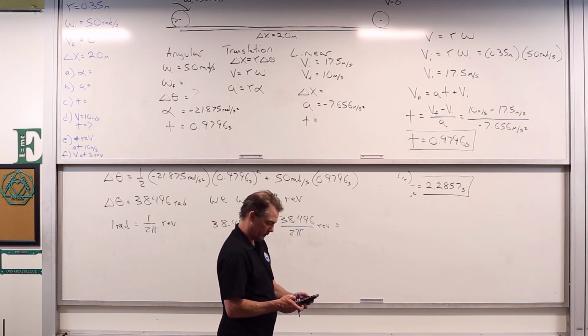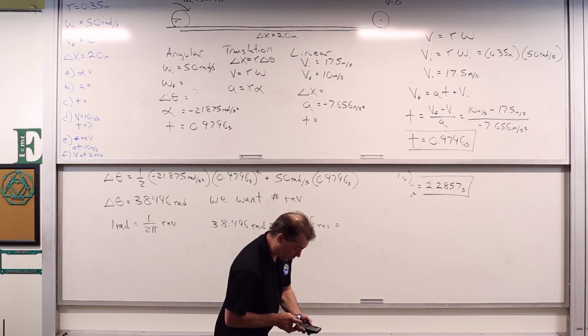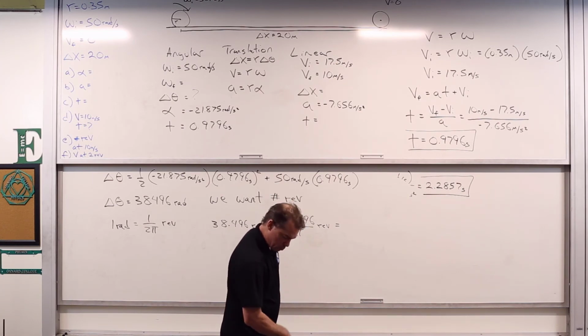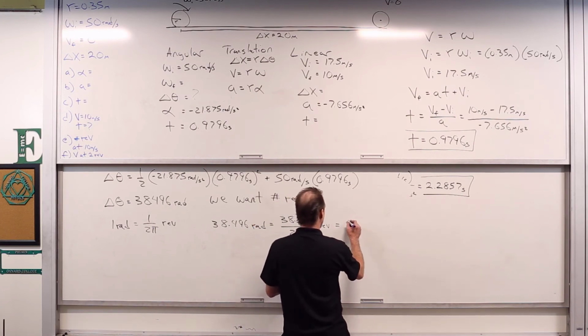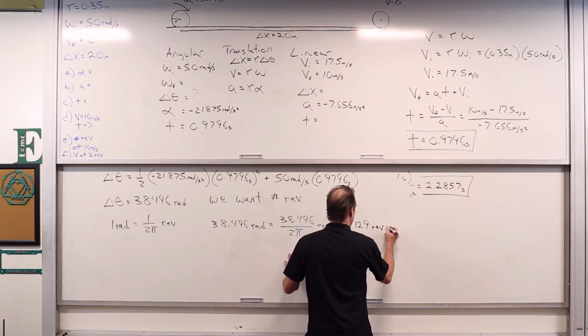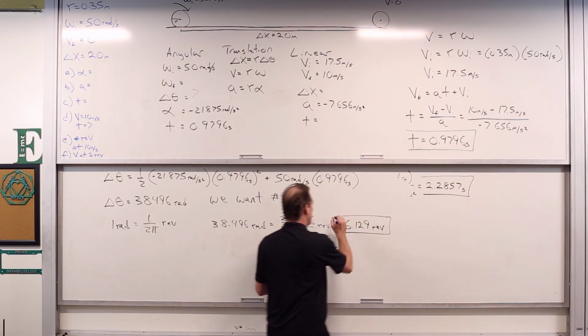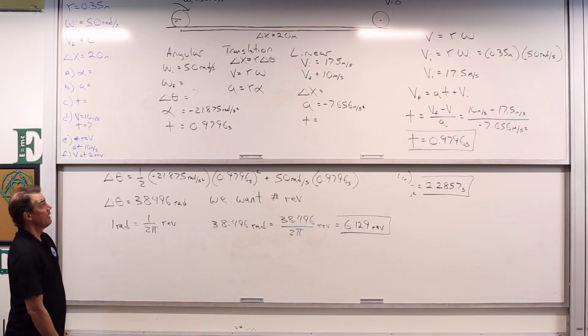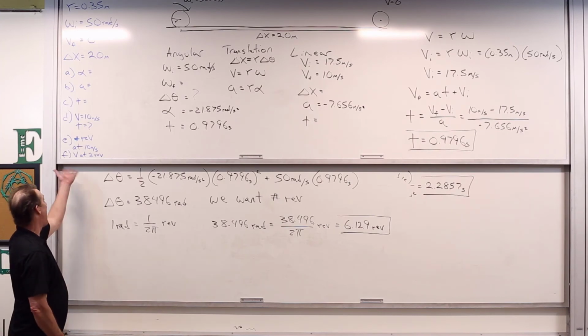Answer. And we get about 6.129 revolutions. That's how many times it spins around going from 17.5 to 10 meters per second. Pretty fancy, right?